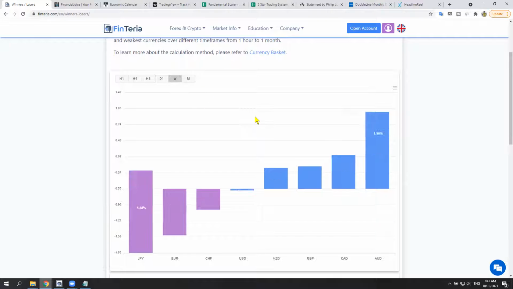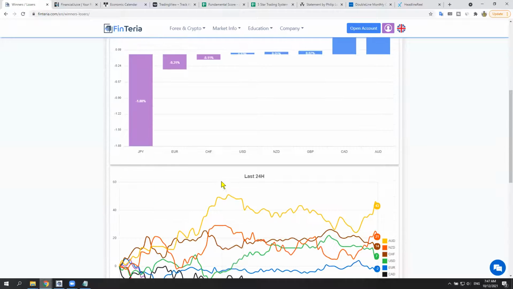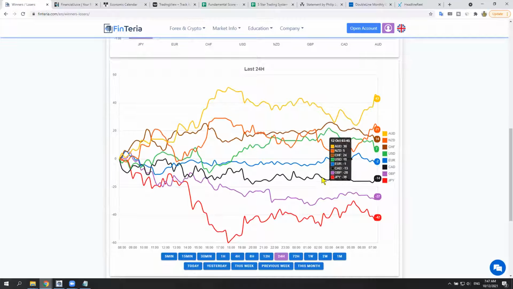If we check the weekly situation here, we would actually see a really drastic difference between some currencies. The Canadian dollar and the Australian dollar are very strong, while the Japanese yen fell almost 2%. And we can scroll down. Here we have the currency strength widget. We can actually see the situation more in a graphical way.